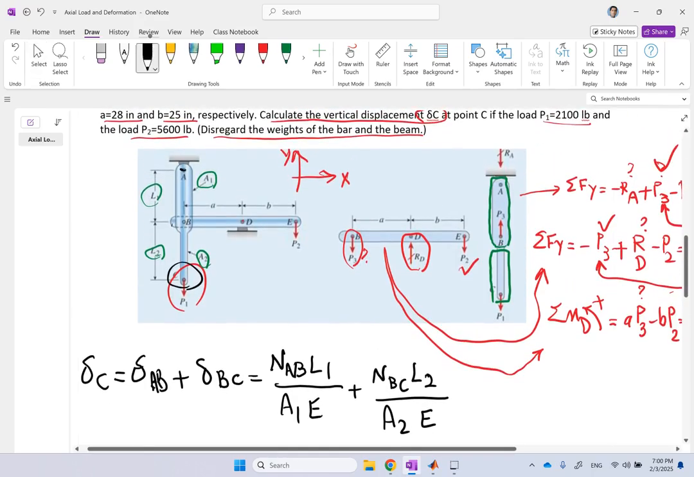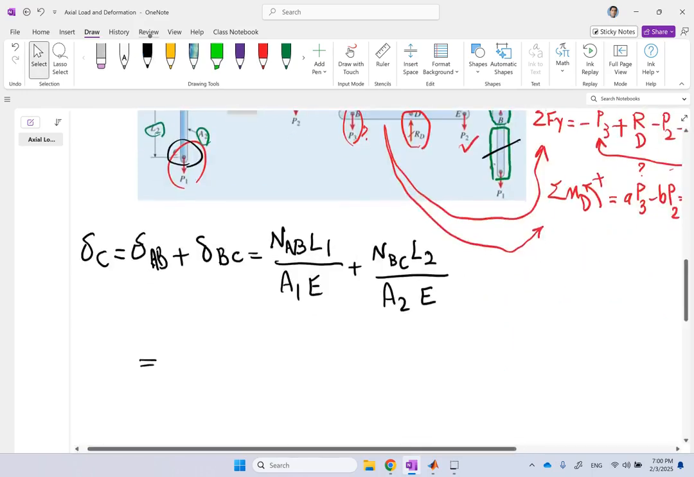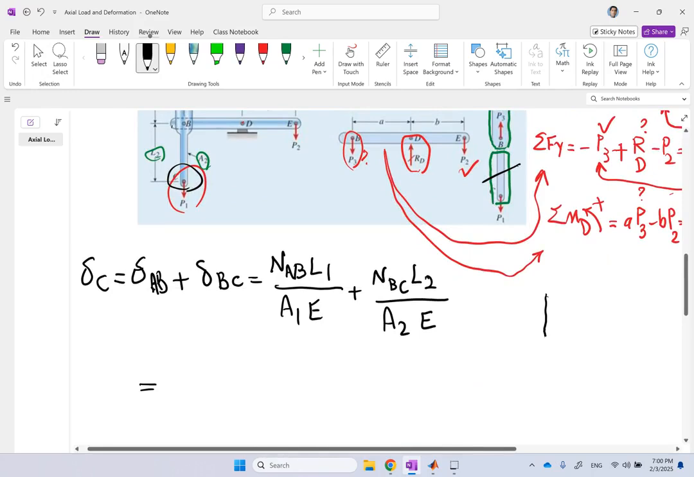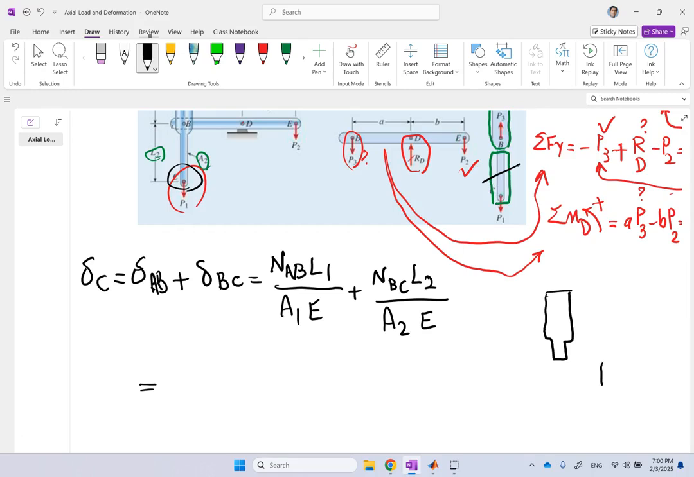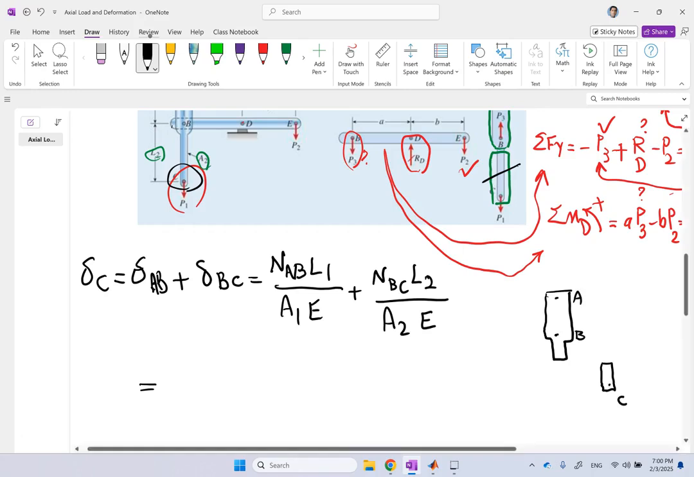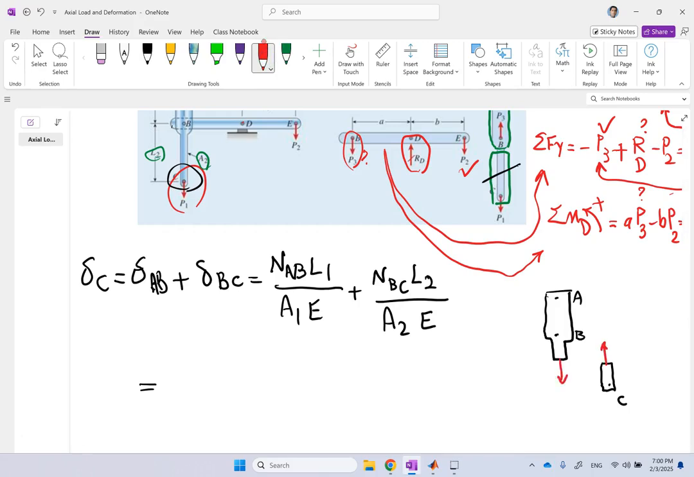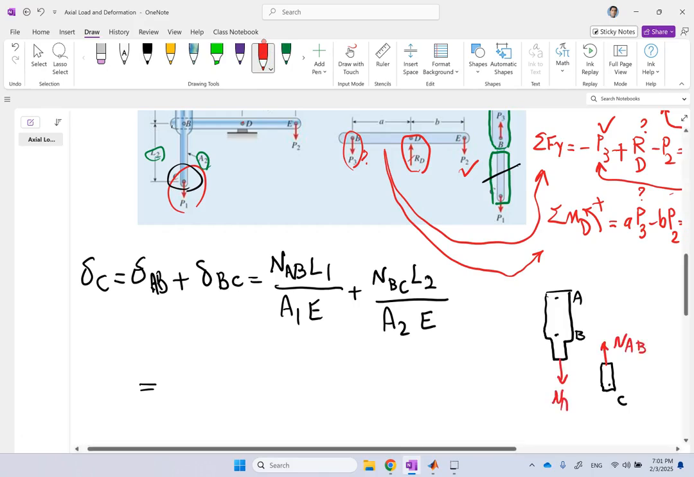To find them, we need to cut these members. So here I'm going to cut portion BC. If I cut portion BC, I'm going to get two sections. I'm going to get this portion here, and this small portion here. So this is B, this is A, this end is C. I cut it somewhere between B and C. And this is the load here. This is that N of AB or BC. And how much is it?